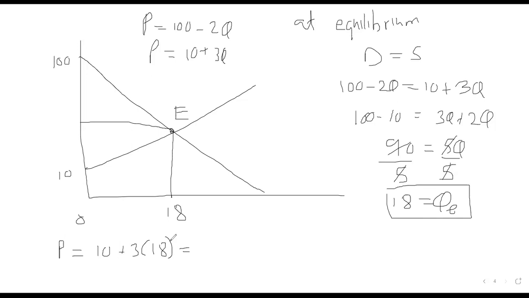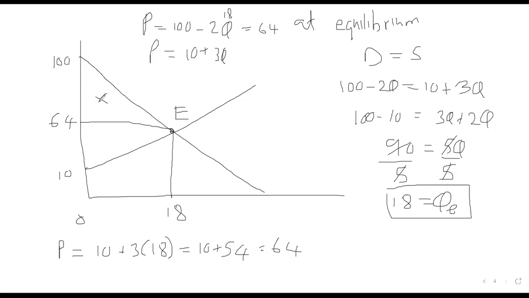So 3 times 18 is 54. So 54 plus 10 is 64. So our equilibrium price will be 64. Suppose we put it in the demand as 18. So 2 times 18 is 36. 36 from 100, we still get 64, it's the same. So there are two triangles here.